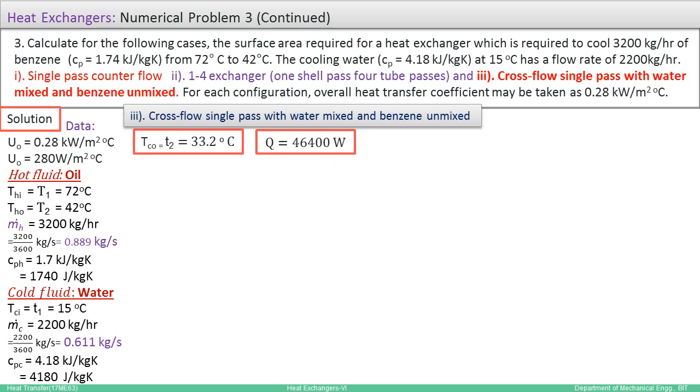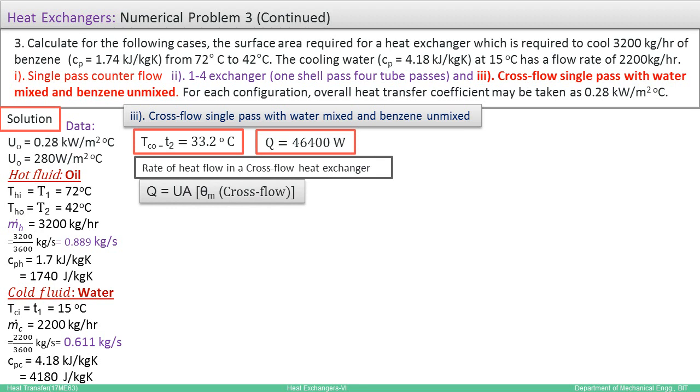The same problem is extended for the last case, that is cross flow single pass with water mixed and benzene unmixed. So TCO and Q are already found out, including the LMTD for the counterflow heat exchanger. Similar to the multipass flow heat exchanger, even in the cross flow heat exchanger, we have to use the correction factor. So this is the general expression for Q for cross flow. Q is equal to UA into theta m for cross flow. But that theta m for cross flow is the product of the correction factor and the theta m for counterflow.